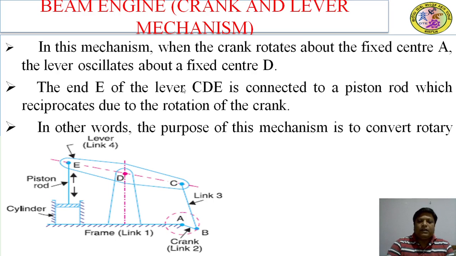The end E of the lever CDE is connected to the piston rod, which reciprocates due to the rotation of the crank. When the crank rotates either clockwise or anti-clockwise, the lever oscillates about the pivot at the point D, and then the piston rod has a to-and-fro motion. In other words, the purpose of this mechanism is to convert rotary motion into reciprocating motion.